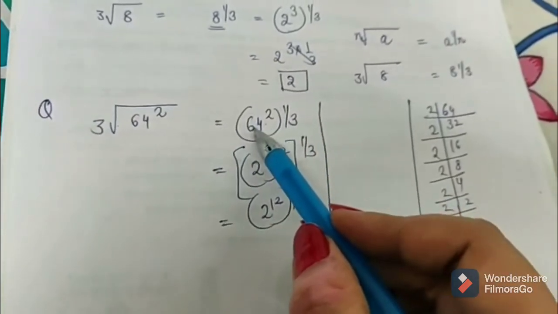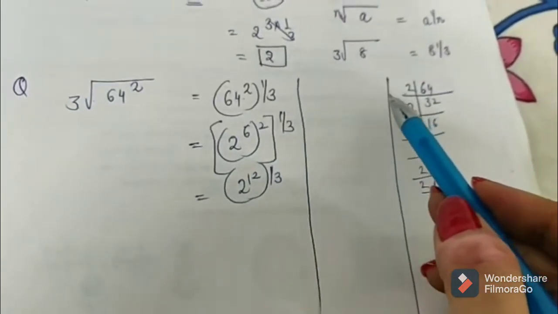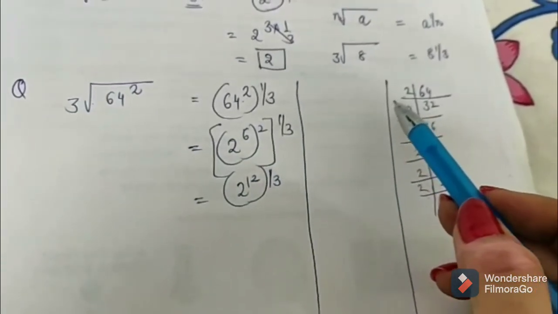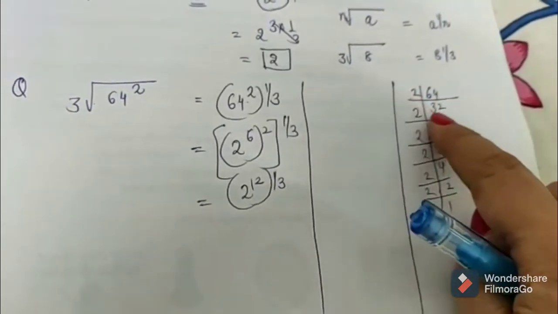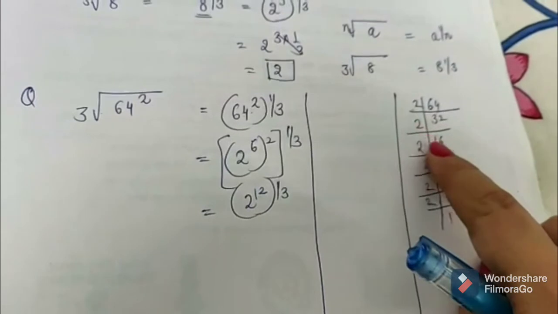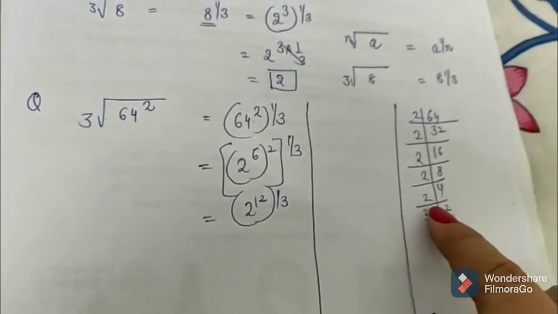Now we have to find out the prime factorization of 64. That means we have to always divide these numbers by the prime numbers only. 64 divided by 2, it gives you 32. 32 divided by 2, it gives you 16. Divided by 2, 8. Divided by 2, 4. Divided by 2, 2. And 2 ones are 2.